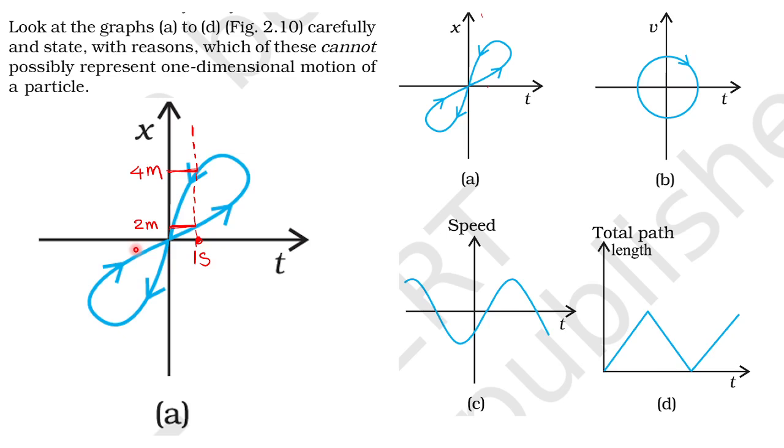Clear. So whatever may be the motion, this graph is impossible to occur. So let me write the reason here. At a given time, the body has two positions, which is impossible.